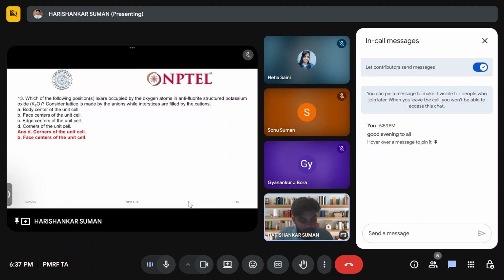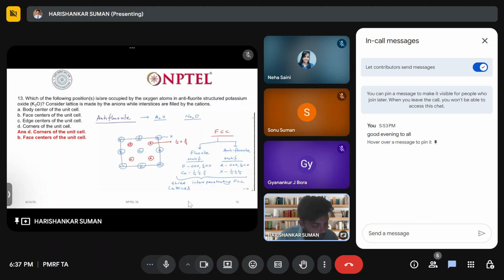So corner of the unit cell is also present in the unit cell. So anti-fluorite: 0 0 0, 1/2 1/2 0, A will be at the corner as well as the face, and also X at the position 1/4 1/4 1/4. Okay, this will be the anti-fluorite.